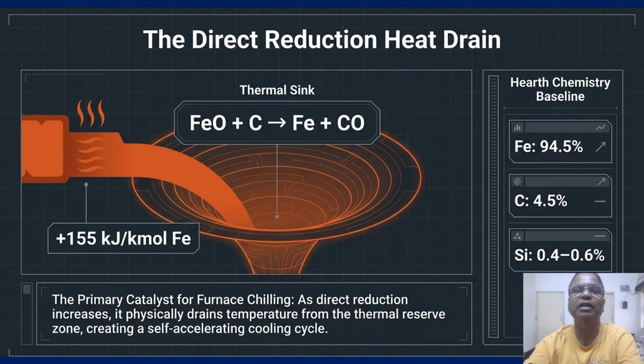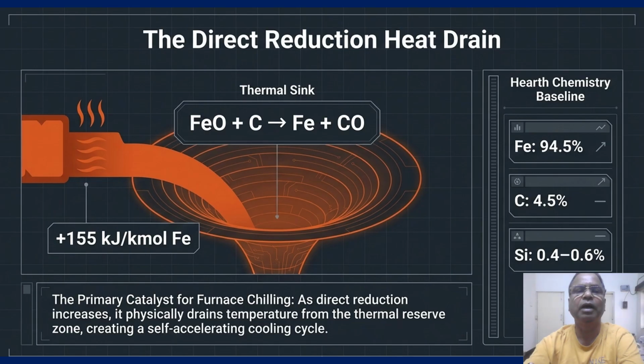You can see the hearth chemistry baseline on the right: 94.5% iron and 0.4 to 0.6% silicon. So if your silicon levels start plummeting, it's a sign that this vortex is sucking the heat out of your hearth. So you are losing fuel efficiency because your gas is not doing the right work for you. So you are expensive, and you have to invest with your expensive coke.